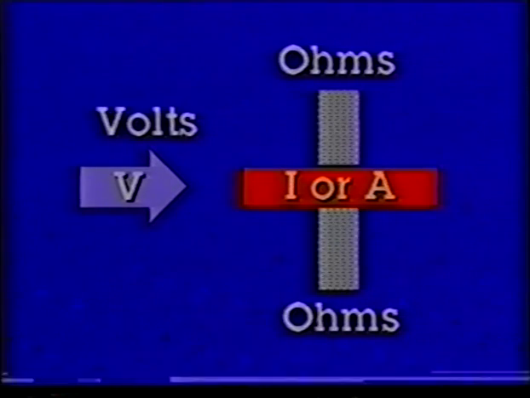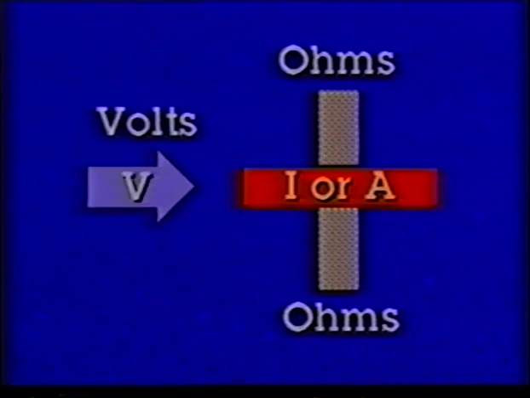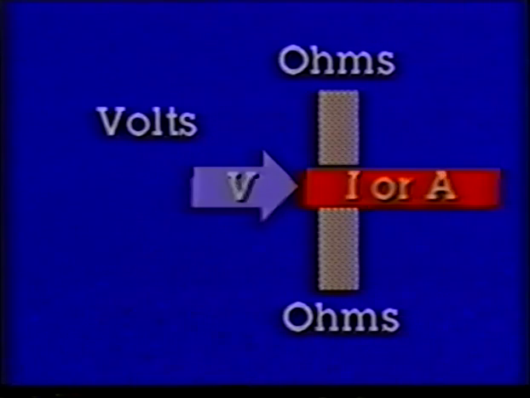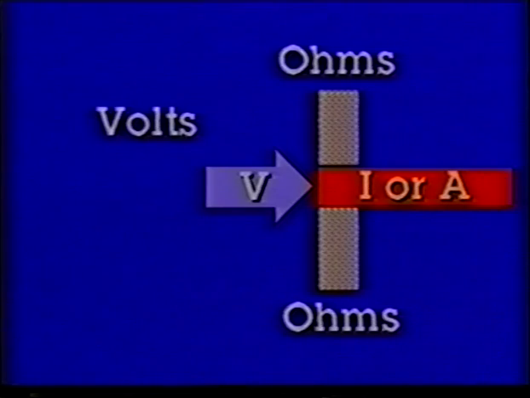There are three fundamental values of electricity: volts, amps, and ohms. Voltage is electrical pressure that pushes electrons through a circuit. Current is the flow of electrons. Resistance, measured in ohms, is the opposition to electron or current flow.